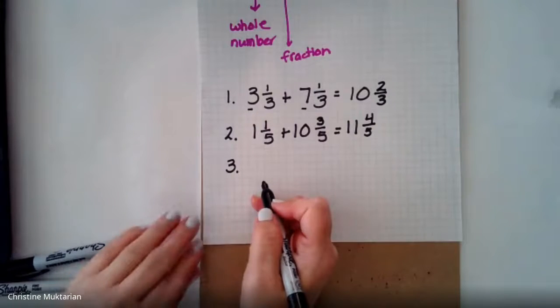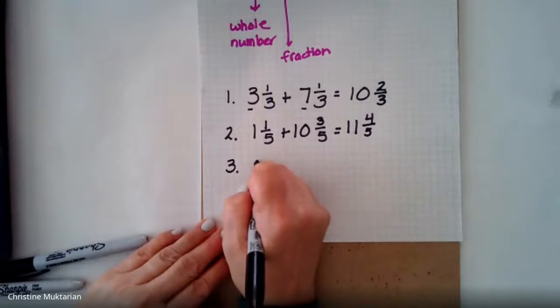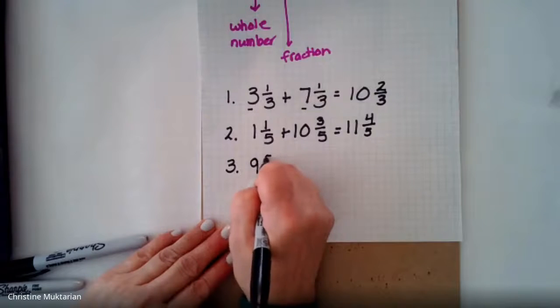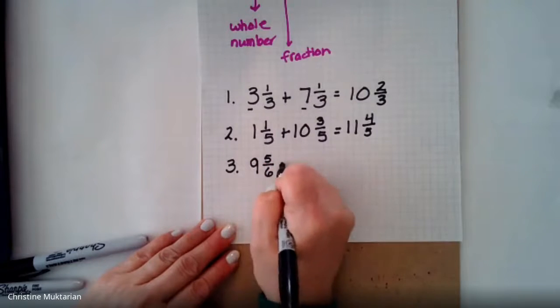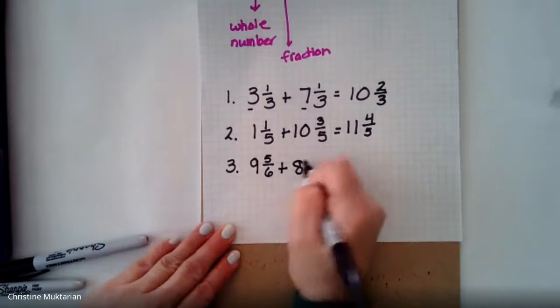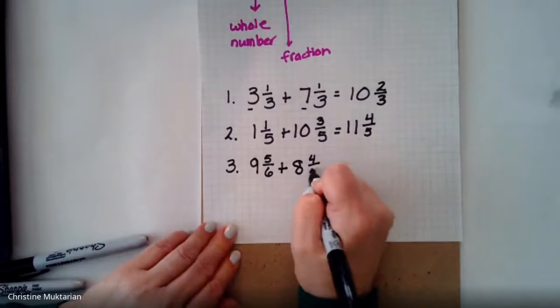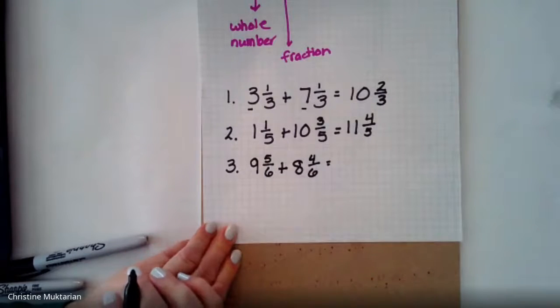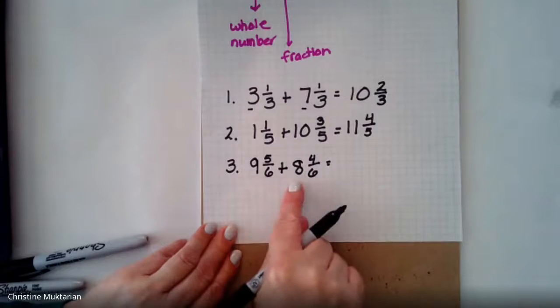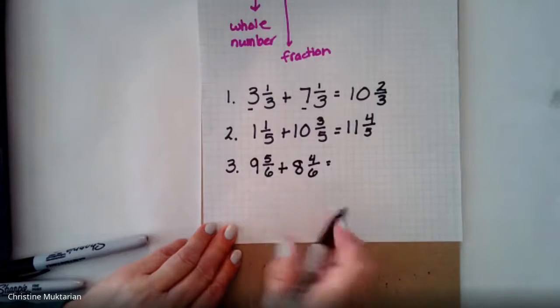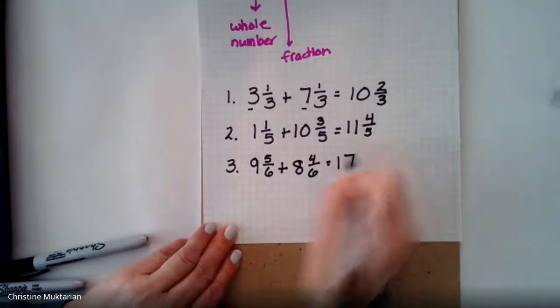Okay, this next problem, we're going to do it the exact same way, but we need to do something else at the very end. So let's go ahead and write 9 5/6 plus 8 4/6. Just like before, we need to take a look at the whole numbers, 9 and 8, and add them together. 9 plus 8 equals 17.